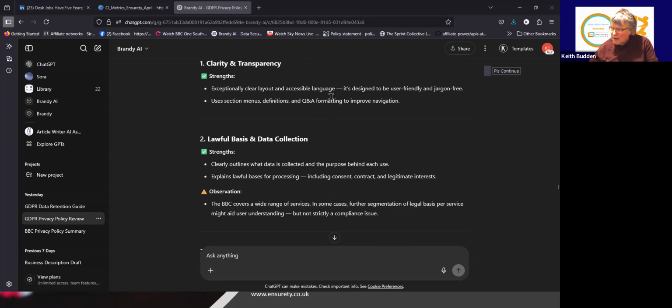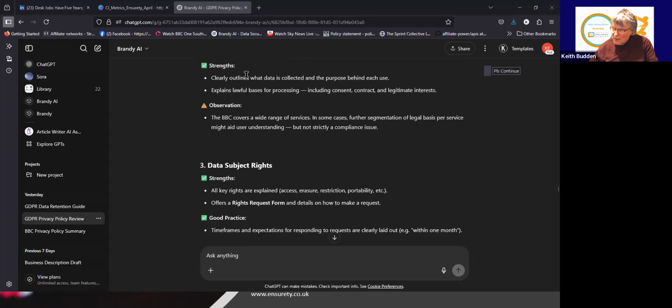So I fed it the BBC one, and as you might expect, it says that the BBC privacy policy has exceptionally clear layout and accessible language. It's designed to be user-friendly and jargon-free. It uses section menus, definitions, and Q&A formatting to improve navigation. Lawful basis, it clearly sets out their lawful basis. However, the bot is suggesting that the BBC covers a wide range of services. In some cases, further segmentation of legal basis per service might aid user understanding.